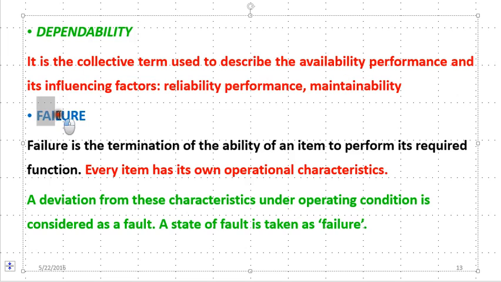Now another term we need to define here is what they call failure. And the failure of any system or any item is the termination of the ability of that item to perform its required function. Whenever a system cannot perform its required function adequately, we can say it experiences failure. And every item has its own operating or operational characteristics. So any deviation, any change from those normal characteristics in the operating condition of that system, we consider it as a fault. And therefore a fault is what, a state of failure.